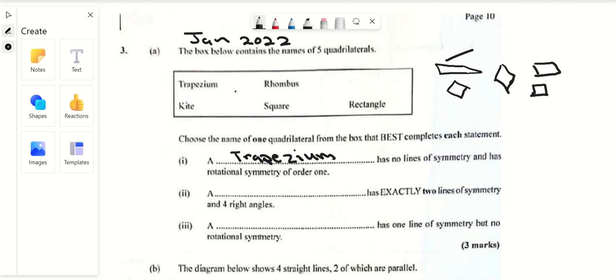The next one, B. Something has exactly 2 lines of symmetry and 4 right angles. A kite does not have any right angles. A rhombus has, but their 4 sides are equal. A square has 4, and all 4 sides are equal. The only one that has 2 lines of symmetry and 4 right angles is this image right here, which is your rectangle.